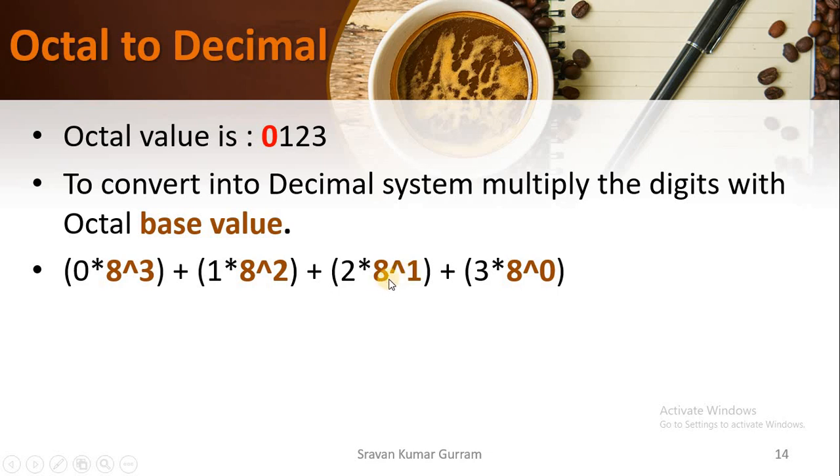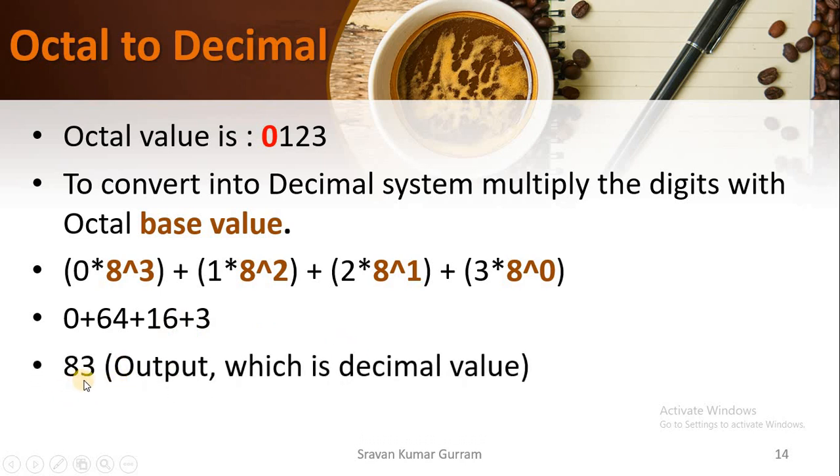See now, 8 power 1 into the second digit 2 plus, again the power must be incremented by 1. 8 power 2 multiplied with the next digit, plus 8 power 3 multiplied with the last digit, that is 0. Now calculate all these values. 0 into something is 0, 1 into 8 square is 64, 2 into 8 power 1 is 16, and 3 into 1 is 3. And finally you will get 83.